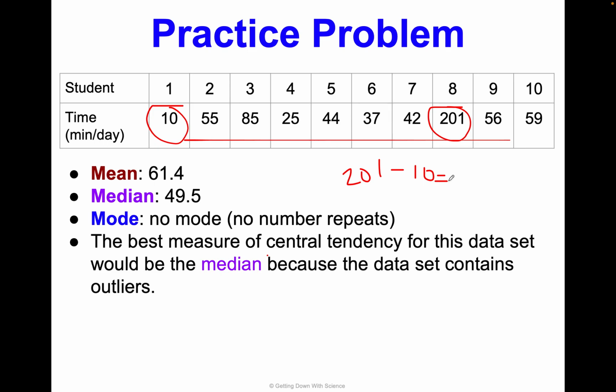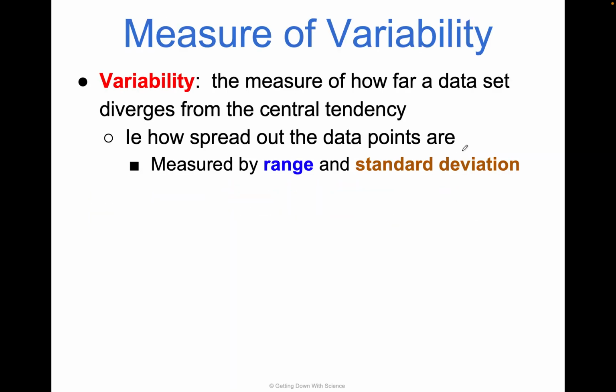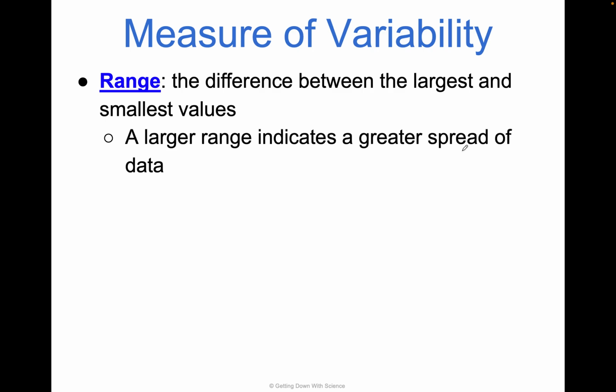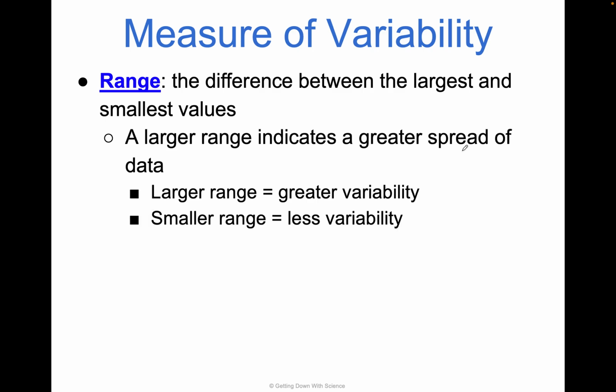I need a calculator for this. I am not great at math. All right, 191. So the range is 191. That's a huge range, right? So it's between the largest and smallest, and it's a huge spread. So larger range means greater variability. So there's way more variability between each data point than not.